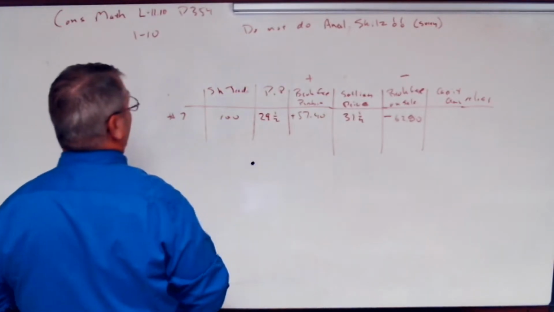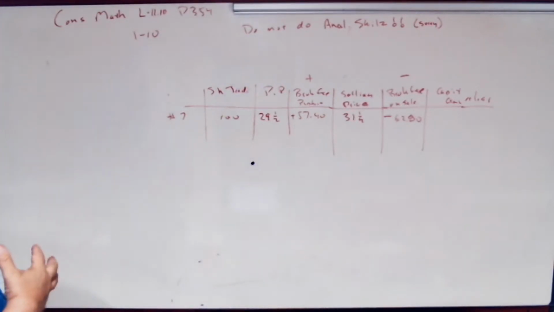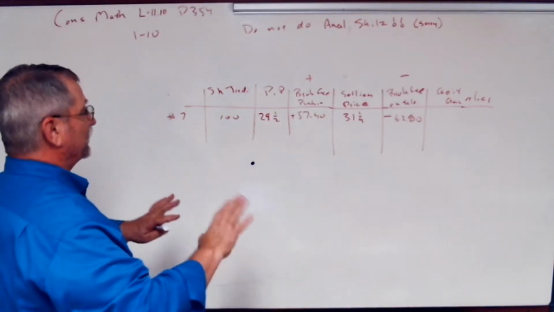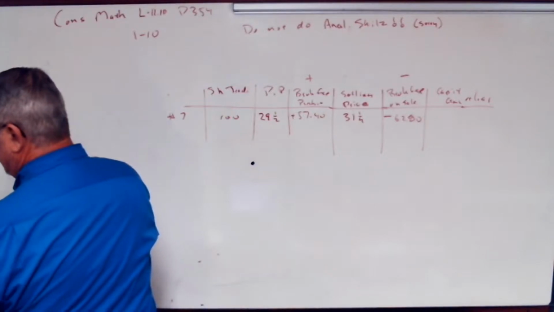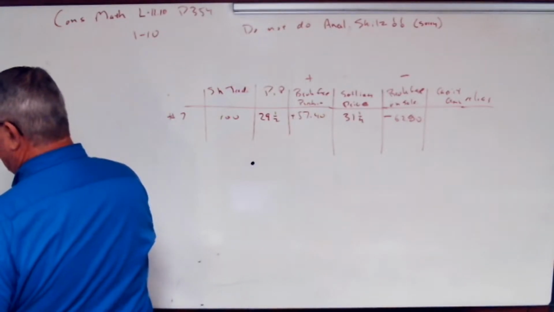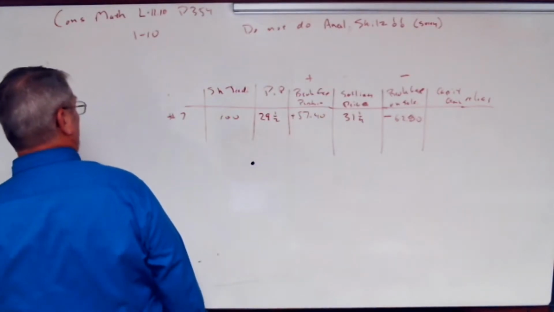All right, and I know page 354, I know you're going to be upset. Don't mess with the analytical skills, don't even do it, okay? So we're just going to go straight to 11.10, capital gains and losses on sale of stock.